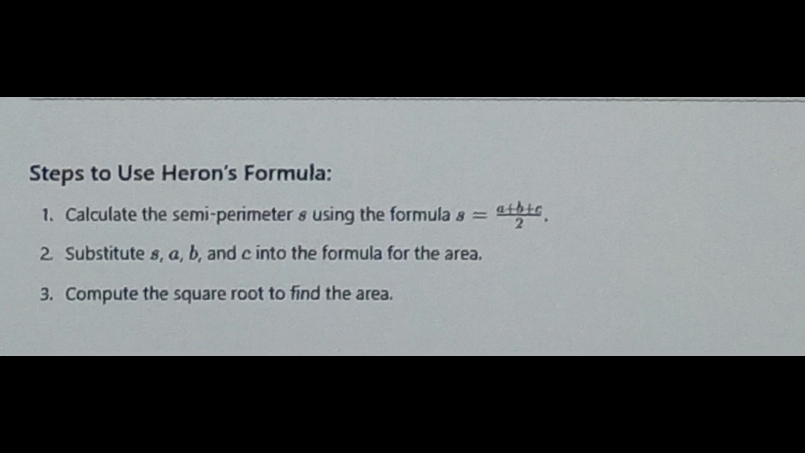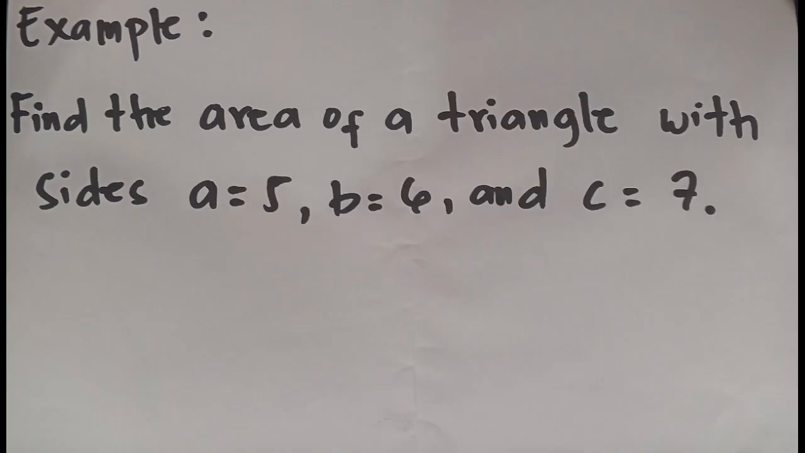The formula is: area equals the square root of s times (s minus a) times (s minus b) times (s minus c), where a, b, and c are the lengths of the sides of the triangle and s is the semi-perimeter, calculated as s equals a plus b plus c over 2. Steps to use Heron's formula: first, calculate the semi-perimeter using s equals a plus b plus c over 2. Then substitute s, a, b, and c into the formula for the area. Lastly, compute the square root to find the area.